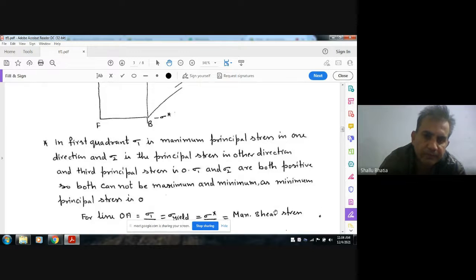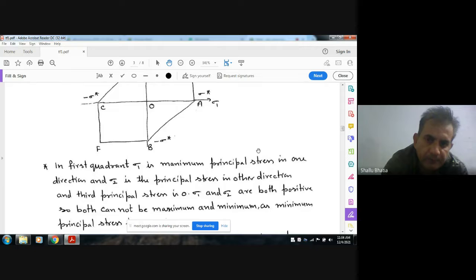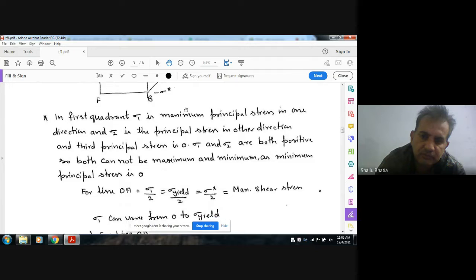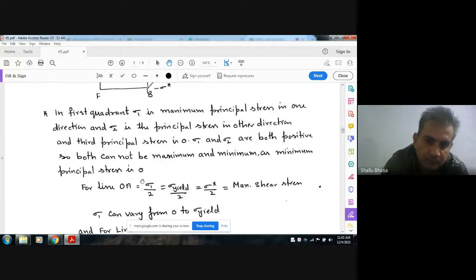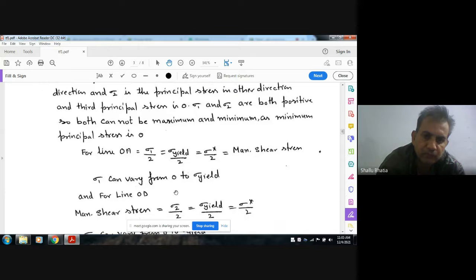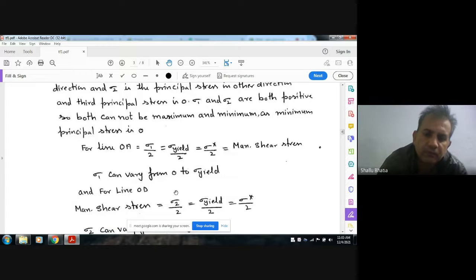For line OA, sigma 1 by 2, or sigma yield by 2, or sigma star by 2, is the maximum shear stress. The maximum value of sigma 1 can be sigma yield, and sigma 1 can vary from 0 to yield. If we don't take any factor of safety, then sigma 1 will be equal to sigma yield.